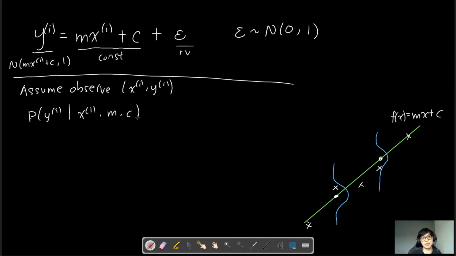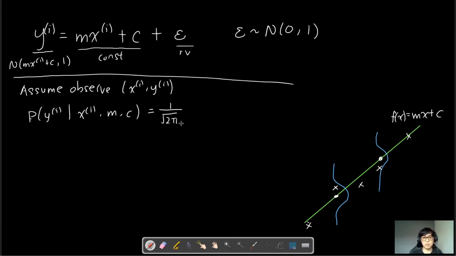So it's the same thing as the coin example. If we assume that our coin is 0.2 or 0.5, what is the probability that we see the data? Okay, so we are doing the same thing here. But here's the thing, right? This probability of y given x, m, c, well, that's essentially what this equation is about, right? We know m, we know x superscript i, we know c. So y superscript i just has a very simple distribution. It's essentially just the PDF of a Gaussian distribution with mean m x superscript i plus c and variance 1, right? So we can just write it down.